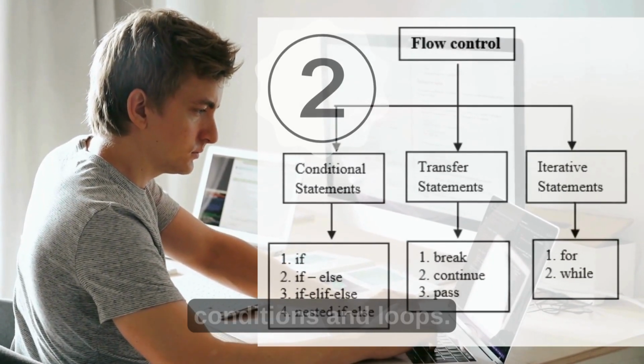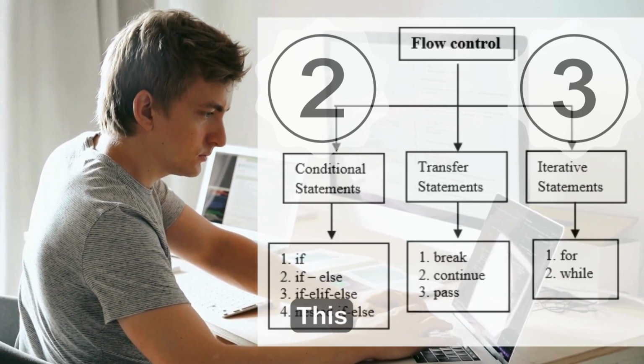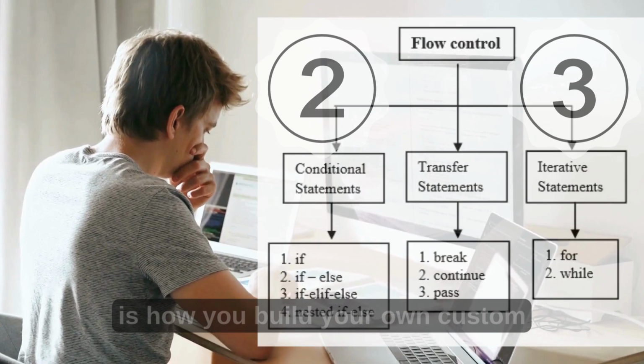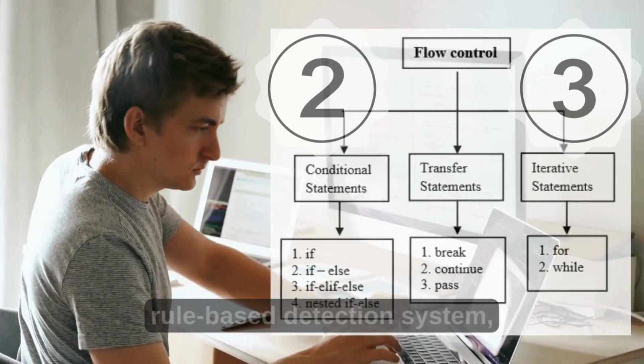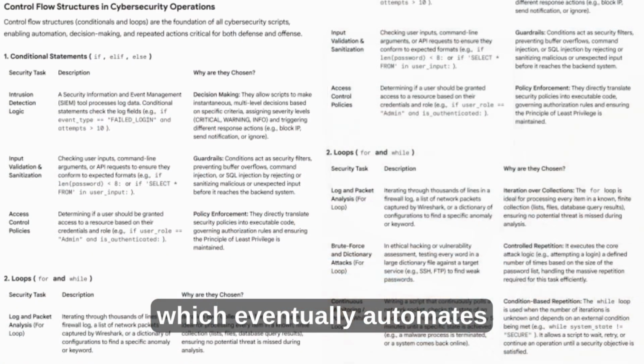And number 3, conditions and loops. This is how you build your own custom rule-based detection system, which eventually automates monitoring.